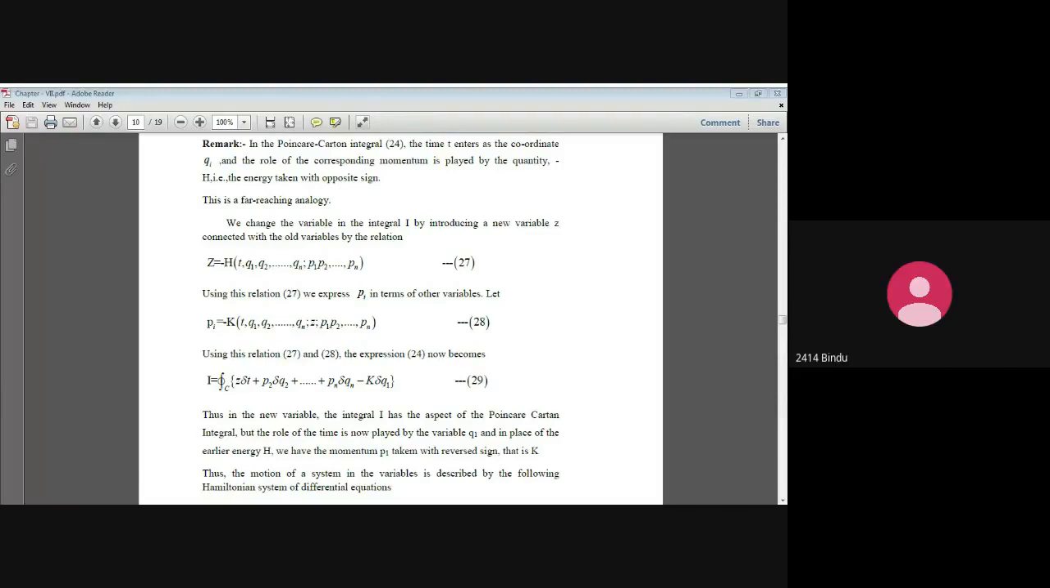Okay, so yesterday we discussed the Poincaré-Cartan integral invariant. Now today we are just replacing the roles of t and q1, meaning in place of t we are considering q1. So assume the Hamiltonian function H, which is a function of t, q1, q2, ..., qn, p1, p2, ..., pn. Its negative is denoted by Z, as in equation 27.